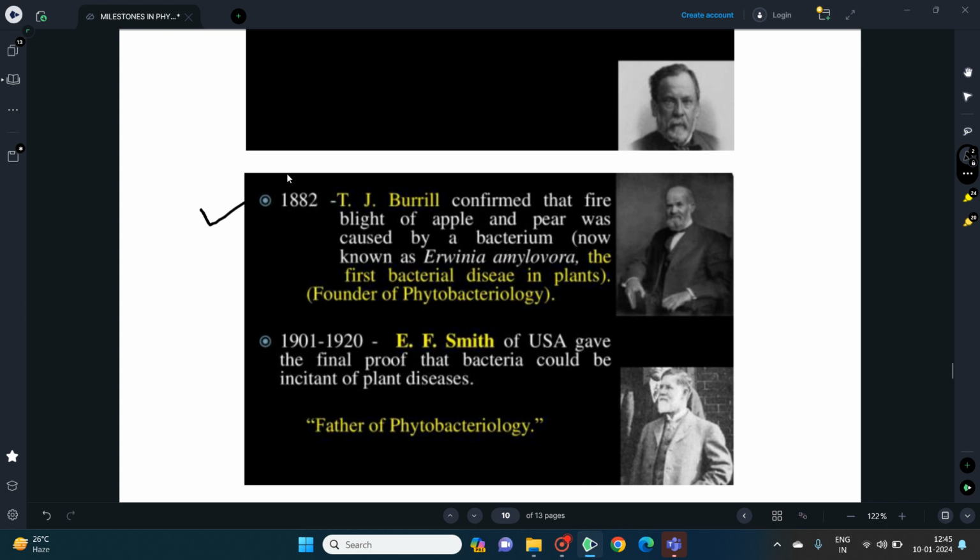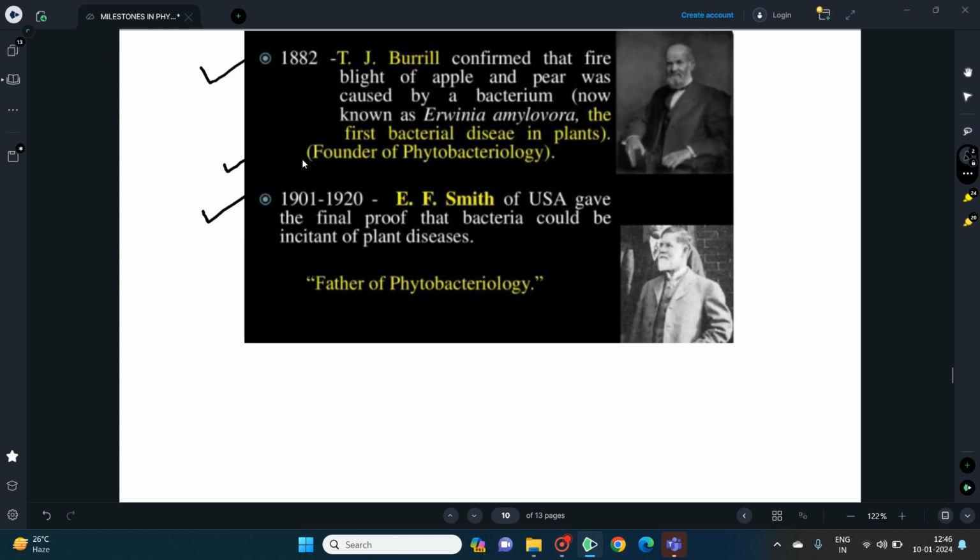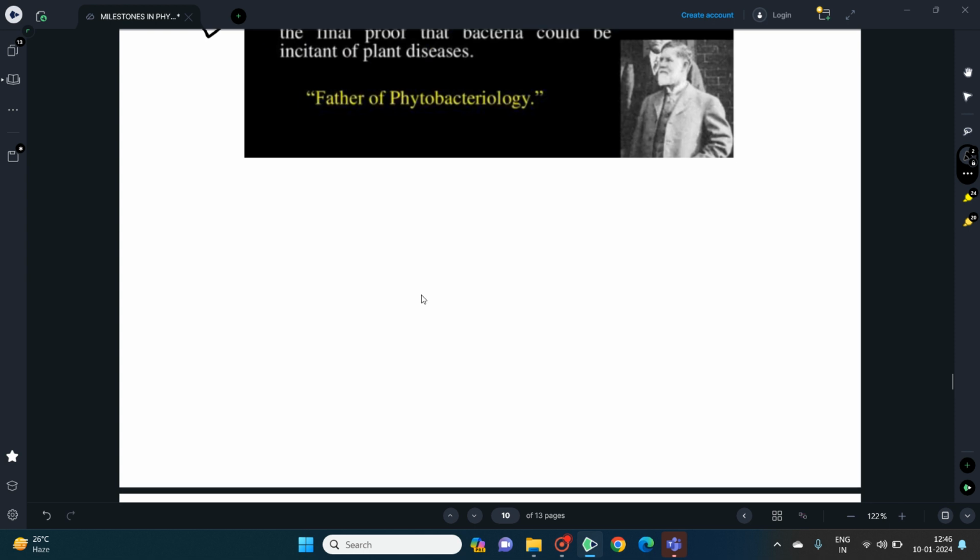In 1882, Burrill confirmed that fire blight of apple and pear was caused by the bacterium now known as Erwinia amylovora, the first bacterial disease in plants. He is the founder of phytobacteriology. In 1901 to 1920, E. F. Smith of USA gave the final proof that bacteria could be incitants of plant disease, and he is also the father of phytobacteriology. Burrill is the founder of phytobacteriology, whereas Smith is the father of phytobacteriology.